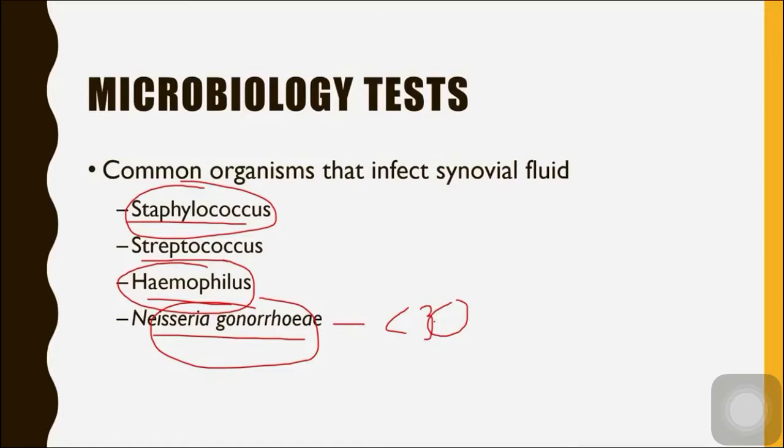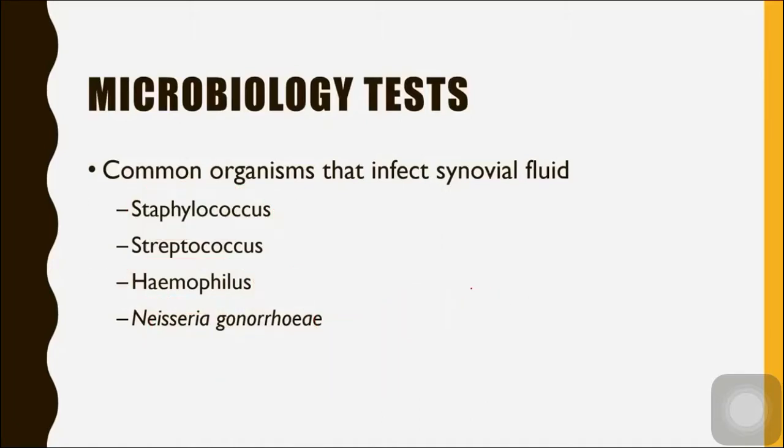Pardon the handwriting, it is just on the keyboard, I don't have a pen. Again, less than 30 years old. Again, don't forget: Staphylococcus is the most common cause of adult joint infection. For Haemophilus, among children or less than 2 years old. Neisseria gonorrhoeae has a predilection among patients who are less than 30 years old.